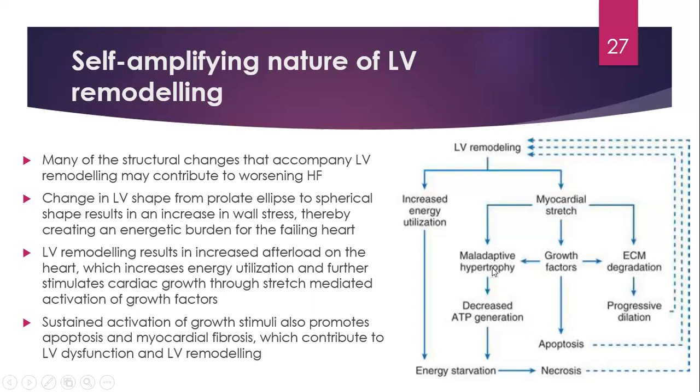If you have maladaptive hypertrophy, it can start concentric, but because of decreased ATP generation in that heart, cell death can occur, more necrosis, more remodeling. Myocardial stretch can lead to release of growth factors. It can cause degradation of your extracellular matrix, can also cause apoptosis of the cell, and can lead to further remodeling. So all of these processes are self-perpetuating because further adverse remodeling leads patients to worsening heart failure. So the remodeling process is self-amplifying. Once it starts, it just continues.